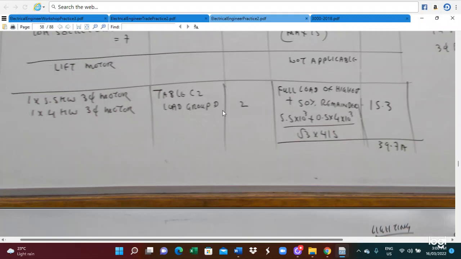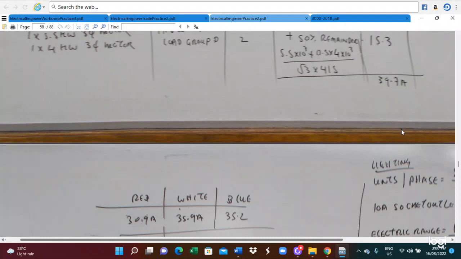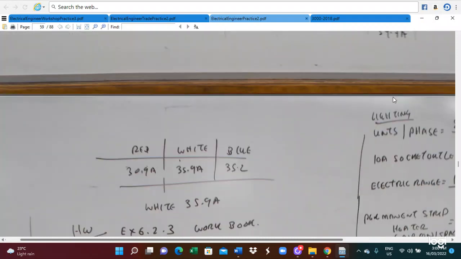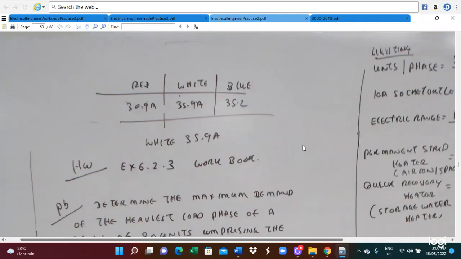So this is the remainder. 5.5 kilowatt is the highest, and 4 kilowatt is the remainder. So the 5.5 kilowatt you take in full, and the remainder is 4 kilowatt at 50%. So 5.5 into 10 power 3 plus 50% of 4 into 10 power 3, divided by root 3 and line voltage 415. You get 15.5 ampere. Then you add everything, and you get the combined load of 39.7 ampere. So this is the way we calculate it.